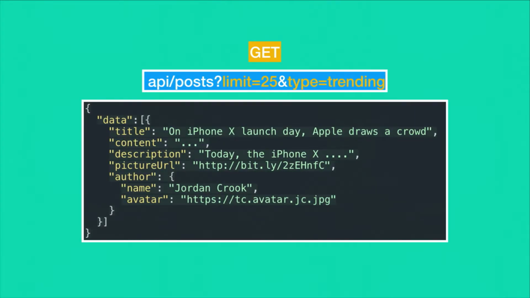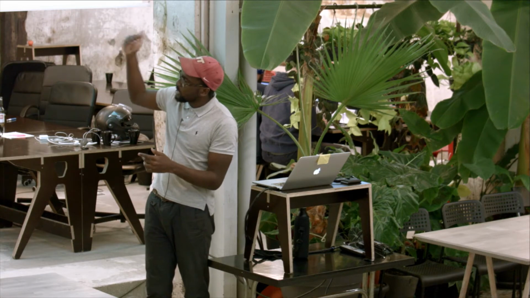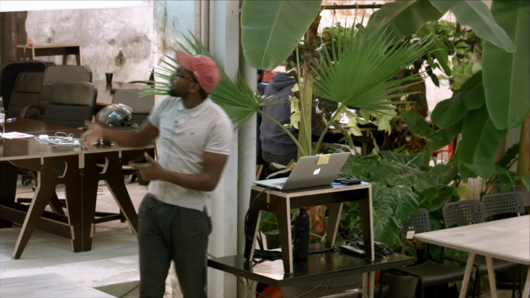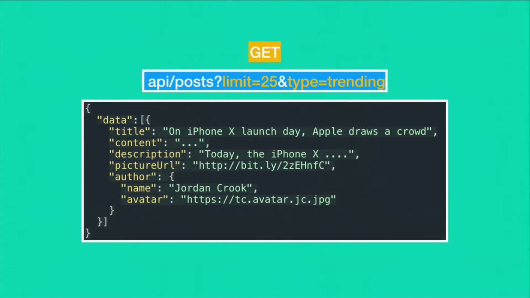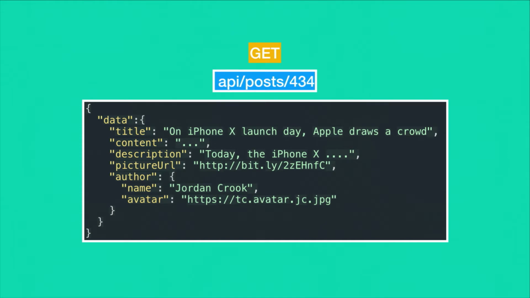So this is the JSON we will receive, right? We have a key data, which is a list of posts, and for each post, we have a specific set of keys: title, content, description, picture, author, name, avatar. So that's not new. And if you want one particular post, it's almost the same response. It's just that it's an object, not a list.